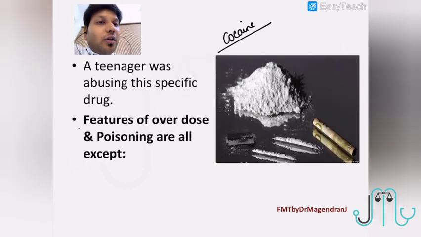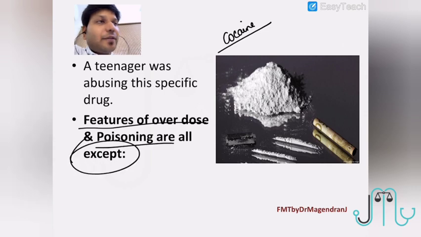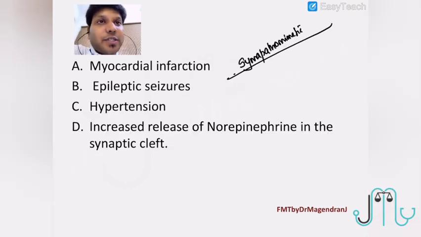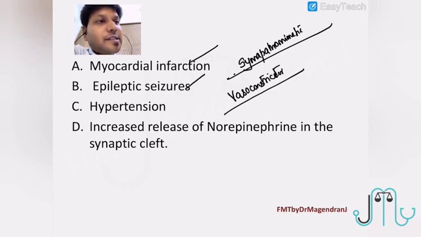Okay, features of overdose and poisoning are all except, we need to find out which is not seen with cocaine poisoning. Myocardial infarction, yes, very much possible. Epileptic seizures, very much possible, because initially it causes CNS stimulation, the person gets excited, and when excitation increases in case of poisoning, the person gets convulsions. Hypertension, yes, because cocaine is a potent vasoconstrictor. That is why in chronic cocaine poisoning, we see peripheral gangrene as one among the features. So this is also noted.